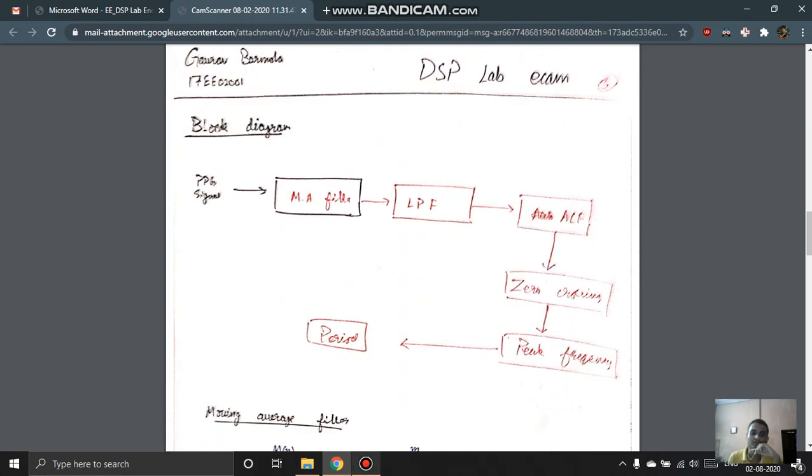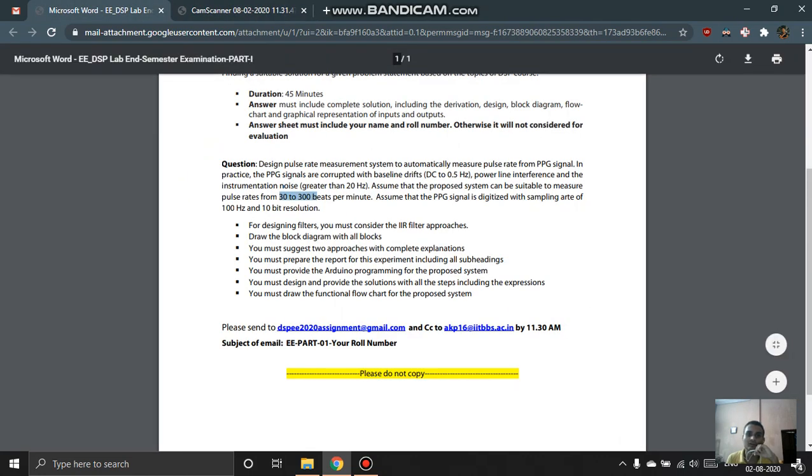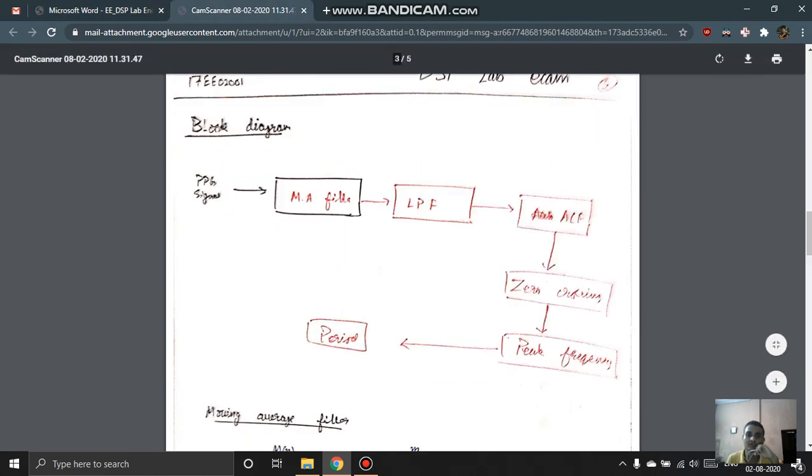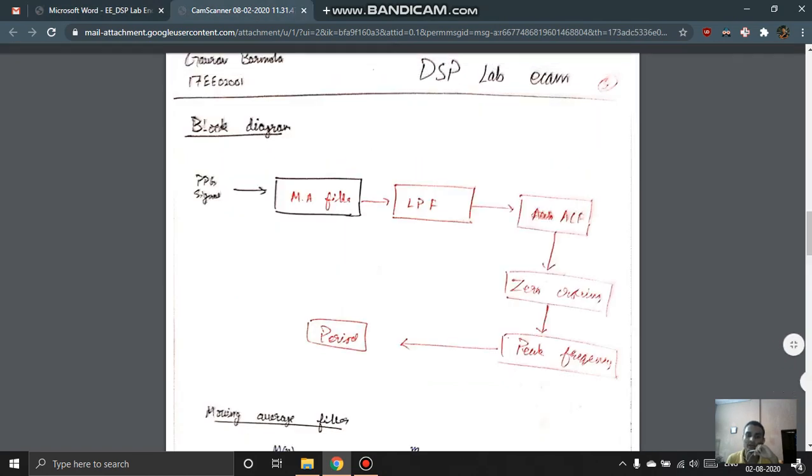This here is our block diagram. This is the block diagram of the autocorrelation function approach I'm using. We'll take the PPG signal and first pass it through a moving average filter. What that will do is smooth out the signal, and additionally it will also filter out low frequency noises, so we do not have to use a high pass filter.